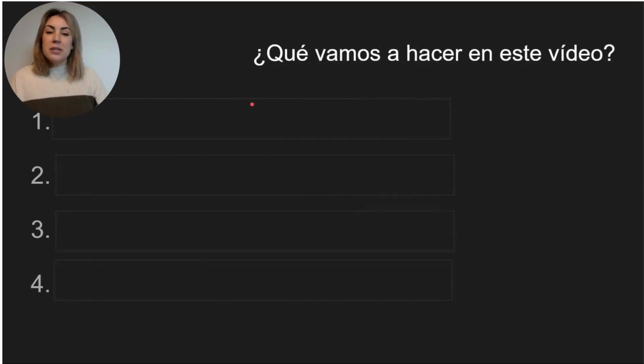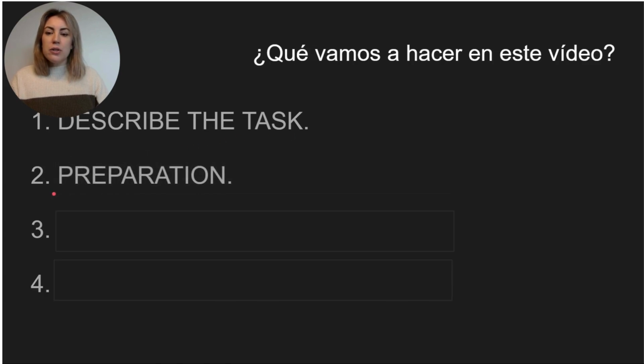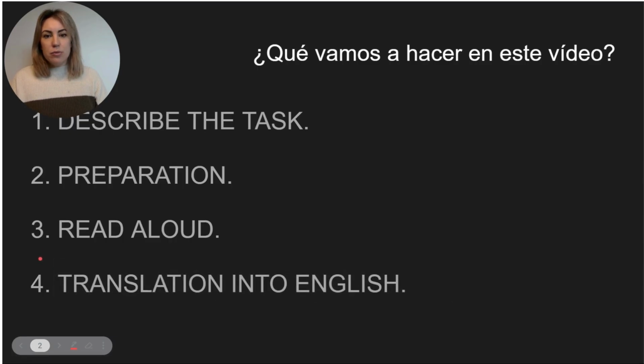Now, what are we going to do in this video? If you know what we're doing, you can skip forward to step 3. Otherwise, just stick around with me. We're going to describe the task. So what is the read aloud about? We're going to follow the preparation, the thinking process. We will then read aloud, so you can skip to this step if you want to just get on with the task yourself. And finally, we'll do some translation into English because we need that in the reading paper. Now, I remind you that this is from the speaking paper, but just to keep on revising, we will do this as well. Right, let's go.